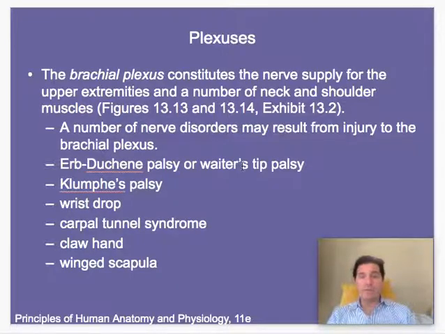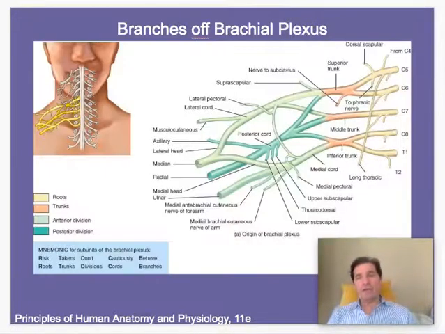For instance, waiter's tip palsy, Erb-Duchenne palsy, where you might see somebody with their hand held out like a waiter taking a tip. We have wrist drop, which is basically where the wrist doesn't extend up. Carpal tunnel syndrome can actually be part of this. Claw hand or winged scapula is where you might notice a person's scapula sticking up further than normal. So when we look at this plexus, here's where we see it.